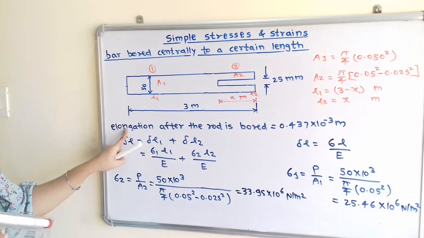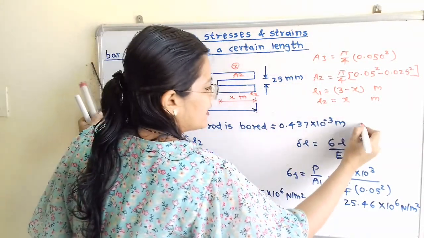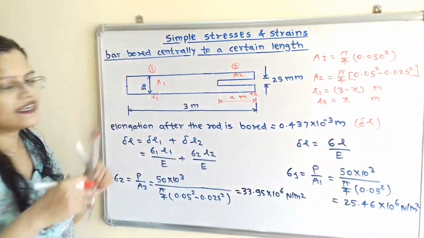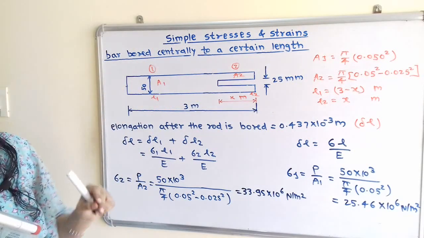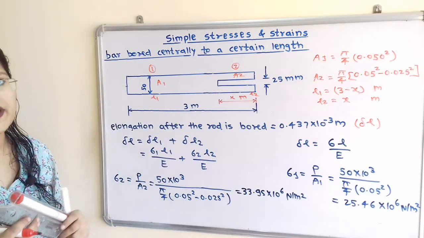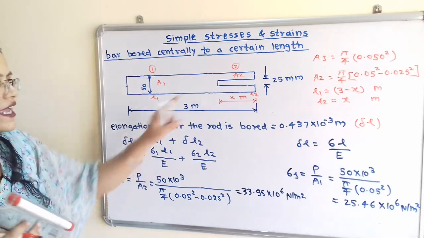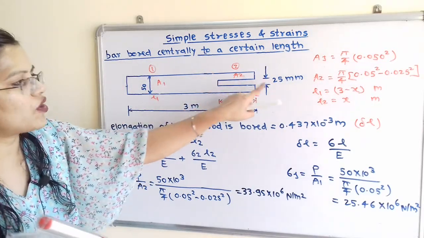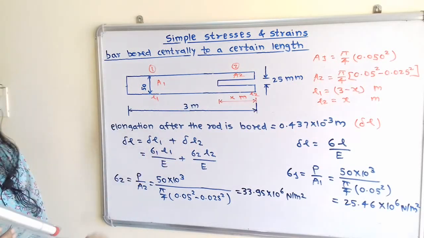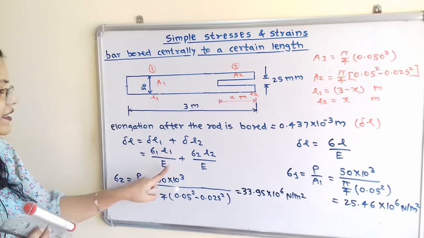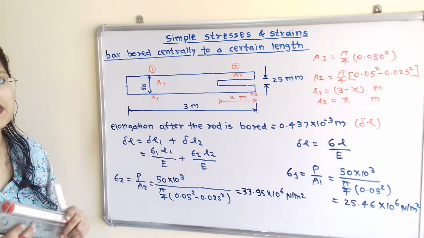Now we can write here elongation after the rod is bored, that is, this is the value of delta L. Now this delta L is equal to delta L1 plus delta L2. So we have to find out delta L1 and delta L2 separately. So for this section 1 we will find out delta L1, and for this section 2, that is when the rod is bored, we will find out delta L2. Now how to write this delta L1 and delta L2? So that is sigma 1 L1 by E plus sigma 2 L2 by E, where the value of E, that is Young's modulus, is mentioned in the question.